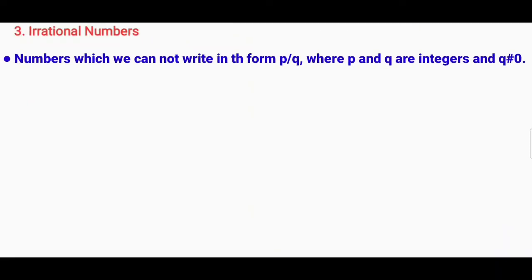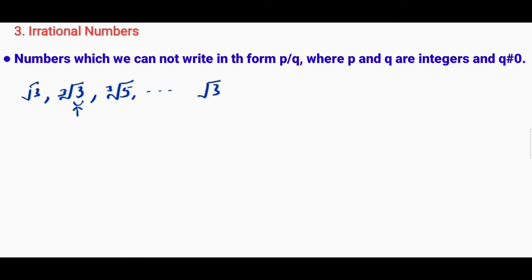Now let's discuss irrational numbers. Irrational numbers are the numbers which we cannot write in the form p upon q, where p and q are integers and q is not equal to 0. These numbers are like square root of 3, cube root of 3, cube root of 5. All these are irrational numbers because for square root of 3 we won't get any exact value. Similarly for cube root of 3 we won't get the exact value. So that's why they are irrational numbers.